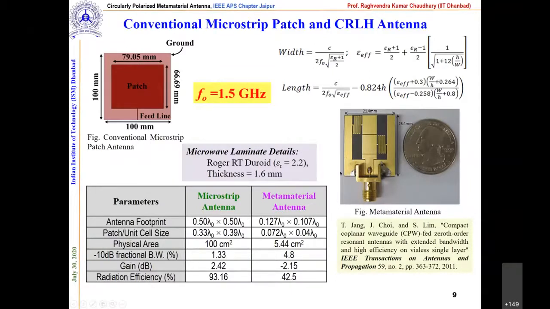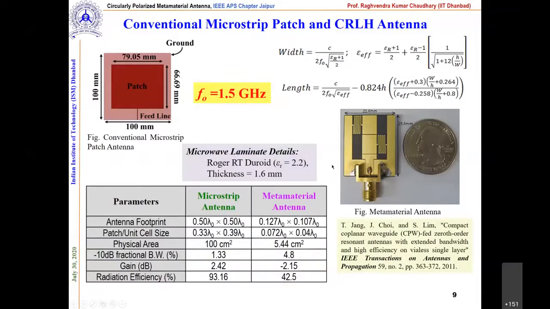Now if you see this photograph, we have taken it from this paper, which is IEEE Transactions on Antennas and Propagation, published in 2011, Jang and all. So you can see this picture. What they did is they used the meander line, they used a single patch, and they used a coplanar structure. Here you can see the size of the antenna is 21 cross 25 square. Now this antenna is also working at 1.5 gigahertz.